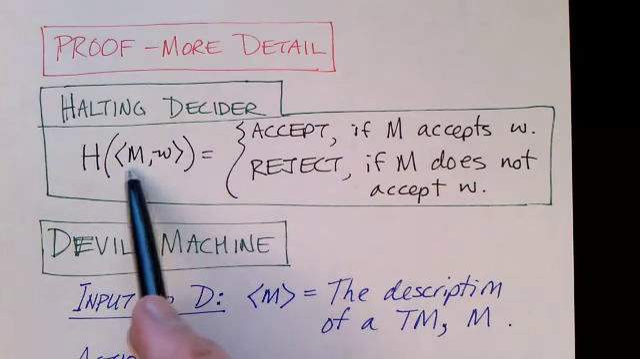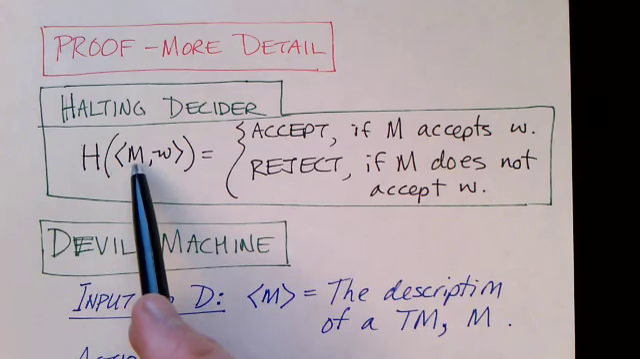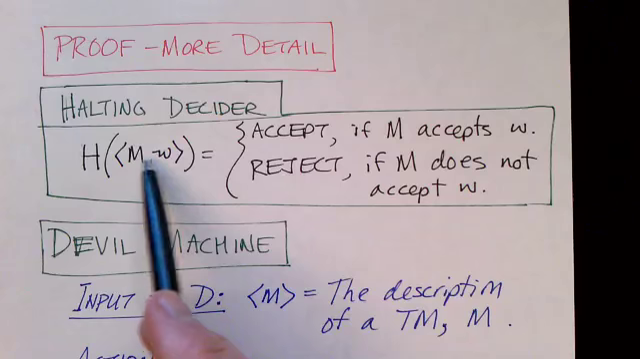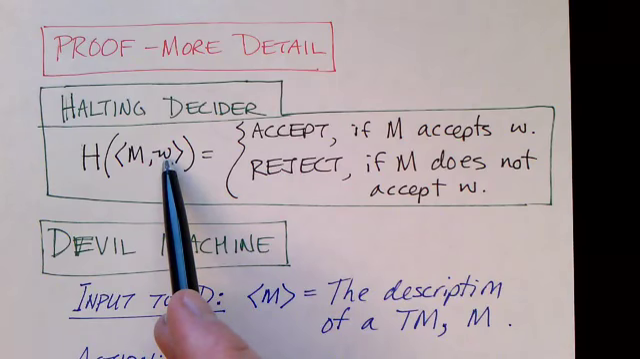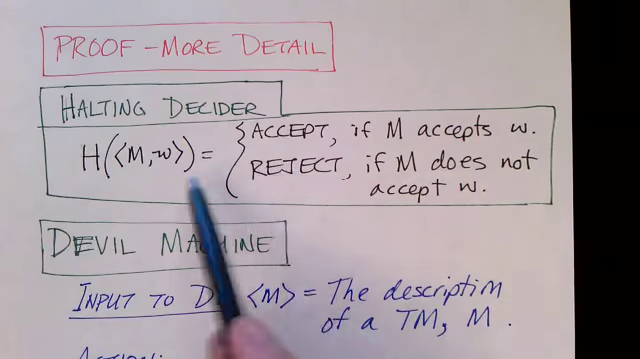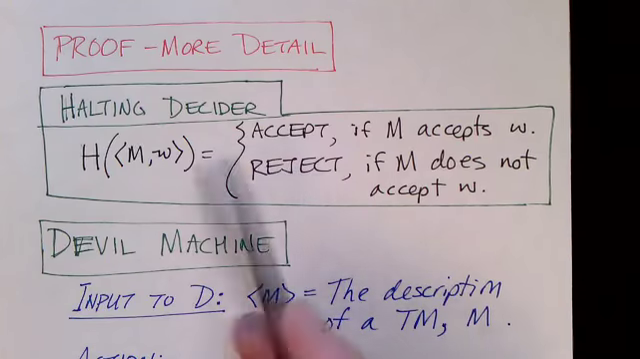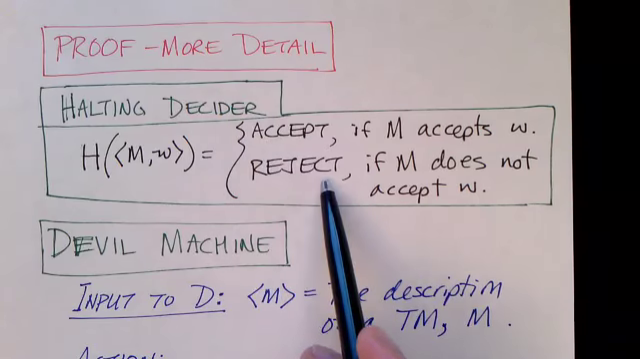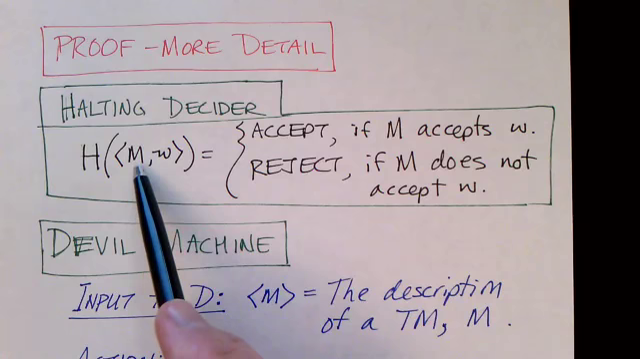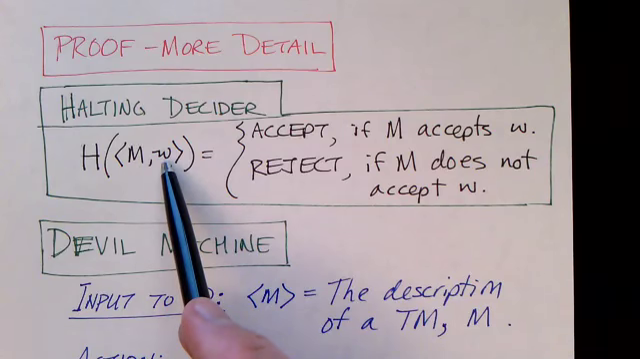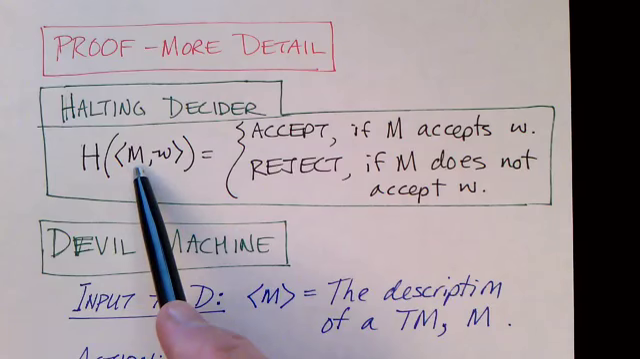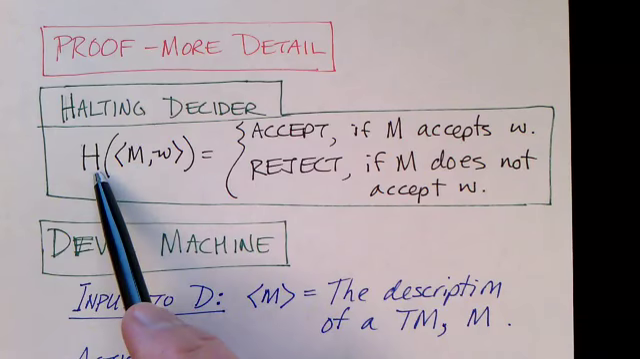So it does what M does. And on the other hand, if M does not accept W, then H will reject. In all cases, H is a decider, so it halts, it never loops, even though M itself might loop. If M loops, then by definition M does not accept W. If M halts and rejects, it doesn't accept W either. But H won't loop. H will terminate. H will halt. And so it is a decider.